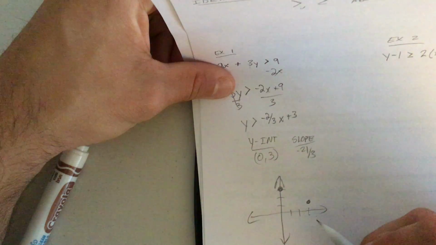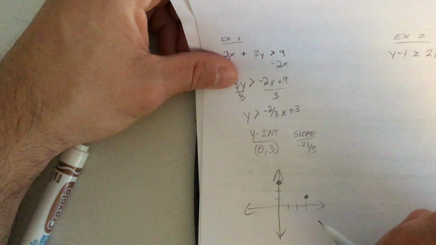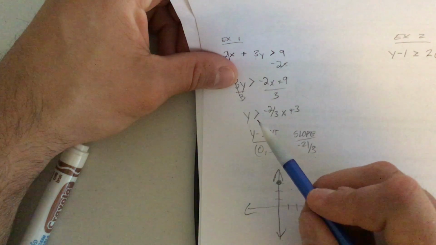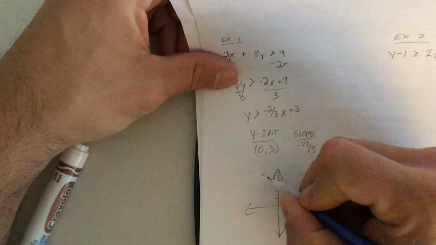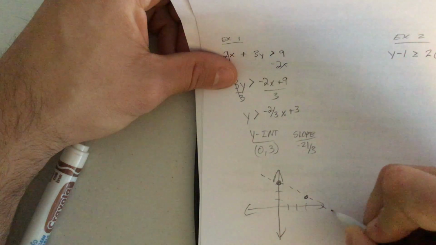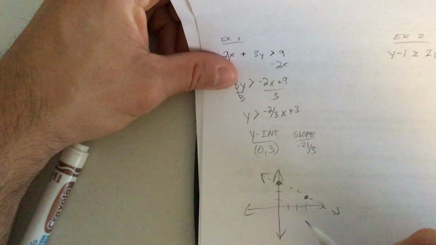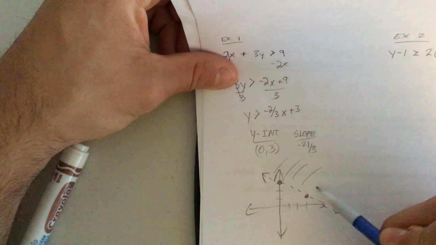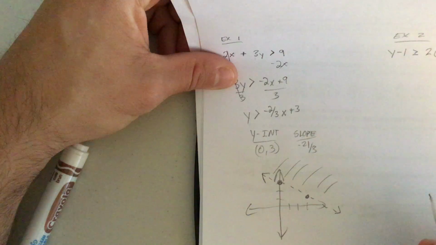Now I have to ask myself, idea one, is it dotted or is it solid? In other words, is the "or equal to" line there? Well, no, it's not there, so this is going to be a dotted line. You don't want to overlook that step. And then, am I going to shade above or below? This is greater than, so I'm shading above. Check. On to the next one.